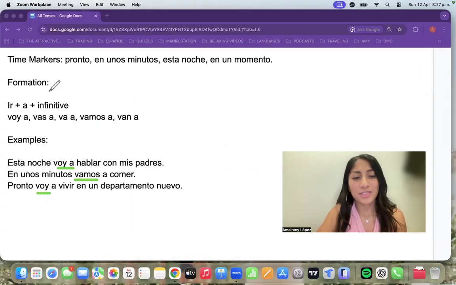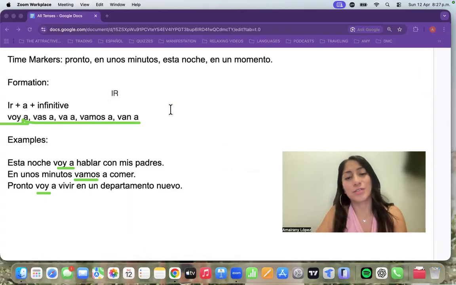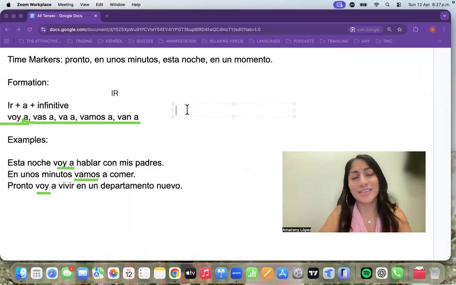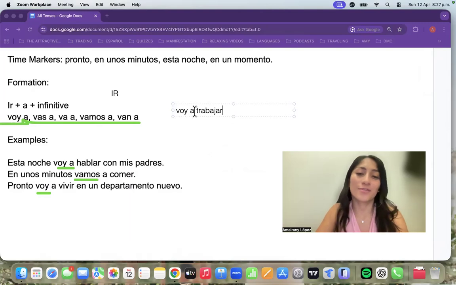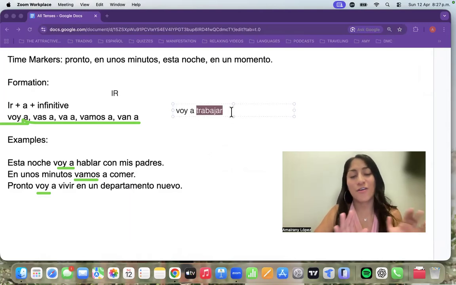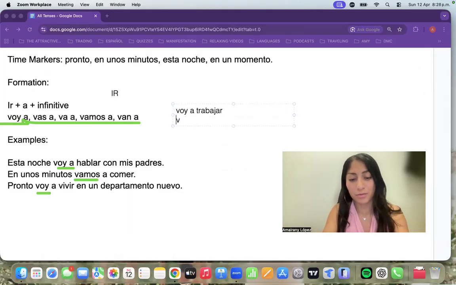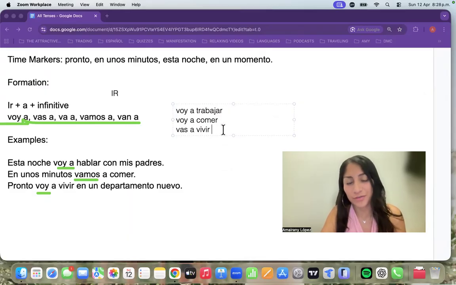So the way that we do this is that first of all, we're going to use any of these variations of the verb ir, which means to go. And then I'm going to add the verb, okay? And the verb as well, it doesn't change. So I can just say voy a trabajar, and that means I'm going to work. That's the really cool thing, the verb stays the exact same. Nothing changes there. Therefore, voy a comer is I'm going to eat. Vas a vivir, you're going to live. Vamos a vivir, we're going to live, right?